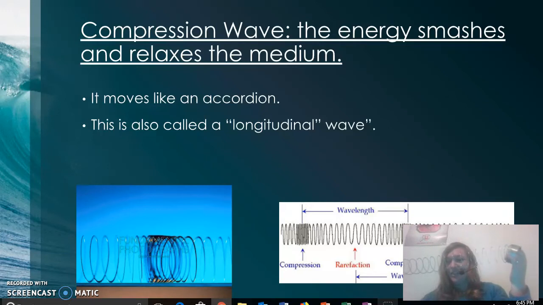So you've got the slinky going long across my face, and then I send one pulse of energy down it. You can see that it gets thin, it stretches in and out, in and out, in and out. And so we say it has areas of compression and rarefaction, okay?